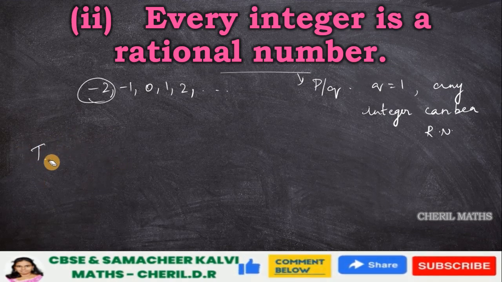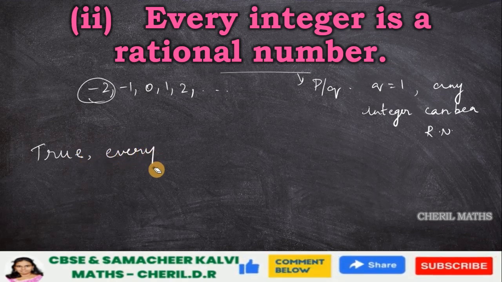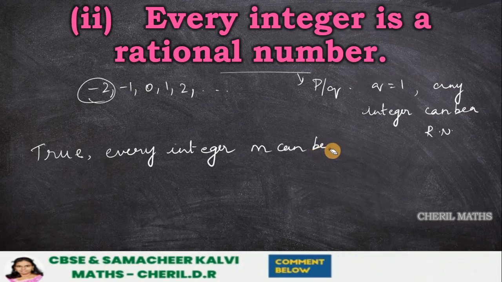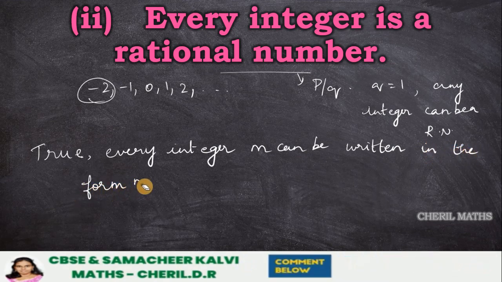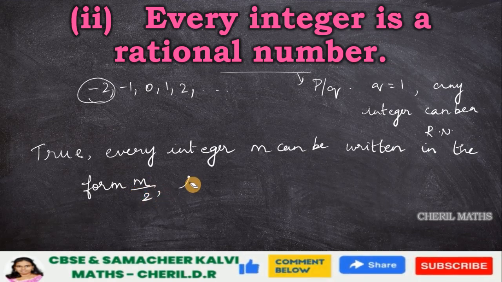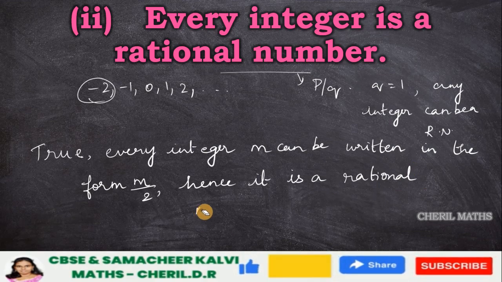So the answer is what? The answer is true, because every integer m can be written in the form m by n, hence it is a rational number. Have you understood, children? Yes.